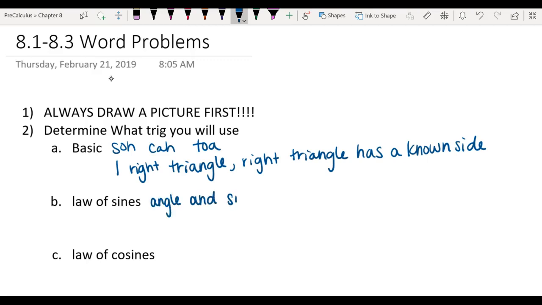and the side across, or if you can manipulate your triangle so that you have the angle and the side across. Okay, remember, law of sines is sine of A over little a equals sine of big B over little b equals sine of big C over little c, and you choose two of these fractions to use.